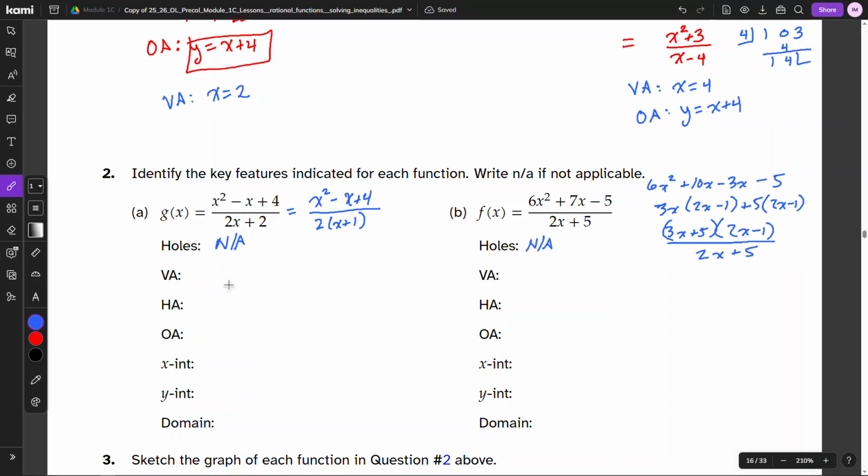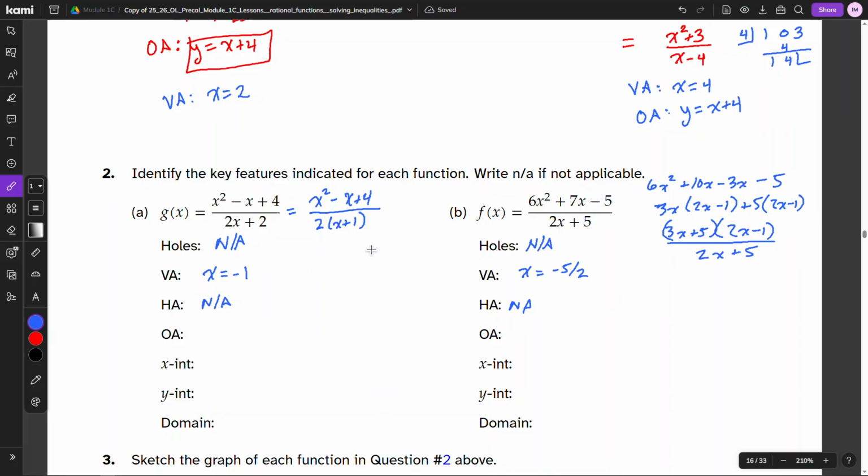It's fine. Vertical asymptote, x is negative 1. Vertical asymptote, x is negative 5 halves. Horizontal asymptote, larger power in the numerator, not applicable. Horizontal asymptote, larger power in the numerator, so not applicable. Oblique asymptote, right?